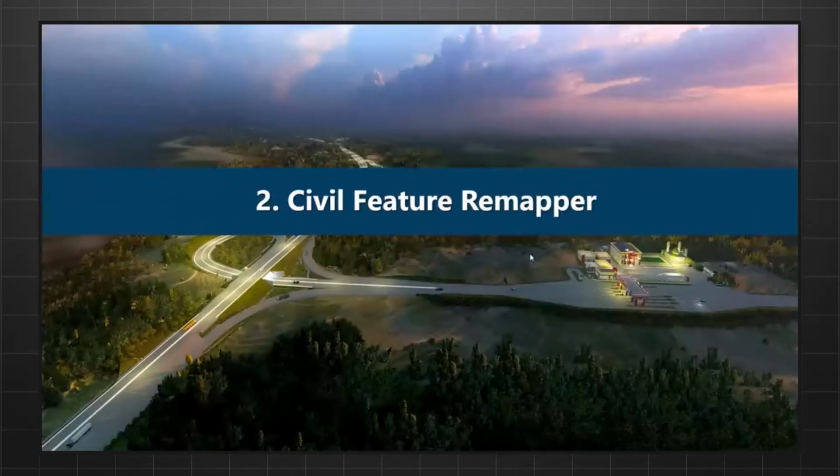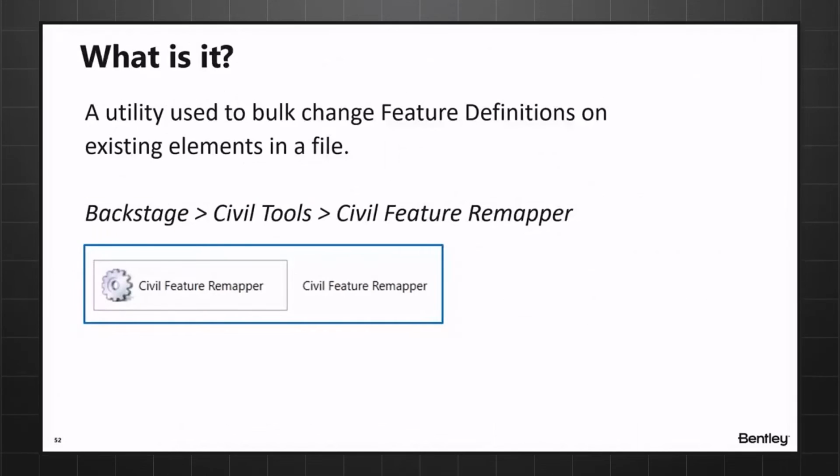Another tool that can be very handy when updating your workspace is the Civil Feature Remapper. Now, Civil Feature Remapper is a utility that's used to change feature definition on existing elements in a file, and it's designed to do it in bulk. So you don't have to go into files and touch individual elements and update the feature definition. This will go into the file and do it for you in kind of a bulk process. This tool is also located on the backstage under Civil Tools. You'll see an option there for Civil Feature Remapper.